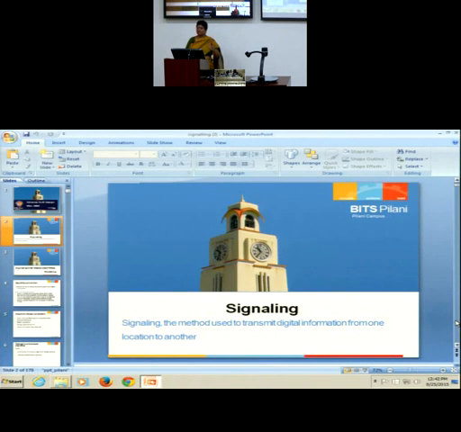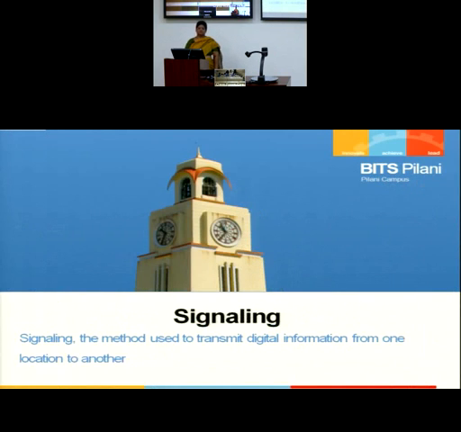So as I said, signaling is not just one thing. When I say signaling, the impression is a method used to transmit digital information from one location to another. Immediately you will ask what is signaling, and wire is an important part of signaling. So I cannot understand wire in isolation.